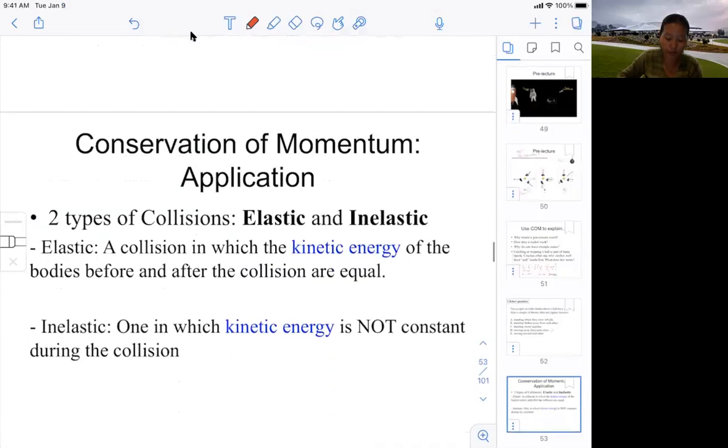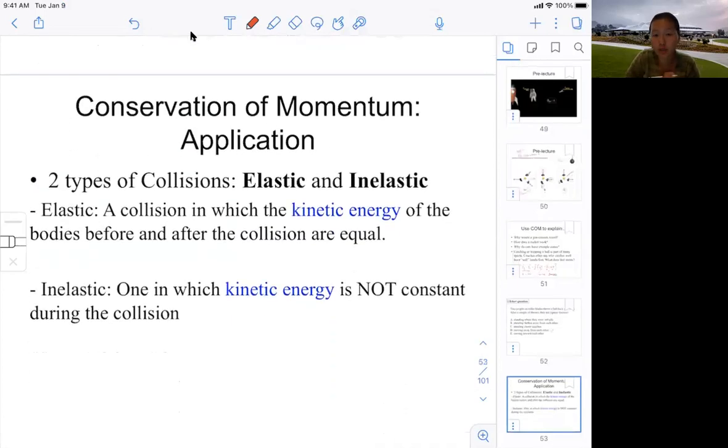Okay, so let's use conservation of momentum to do two types of collisions in our application. We can solve an elastic collision problem or an inelastic one. So what is an elastic collision? Remember, the conservation of momentum gives us one equation, and knowing whether this is an elastic or inelastic collision will give us another equation. Combining usually two equations together, we can solve what we need to know.